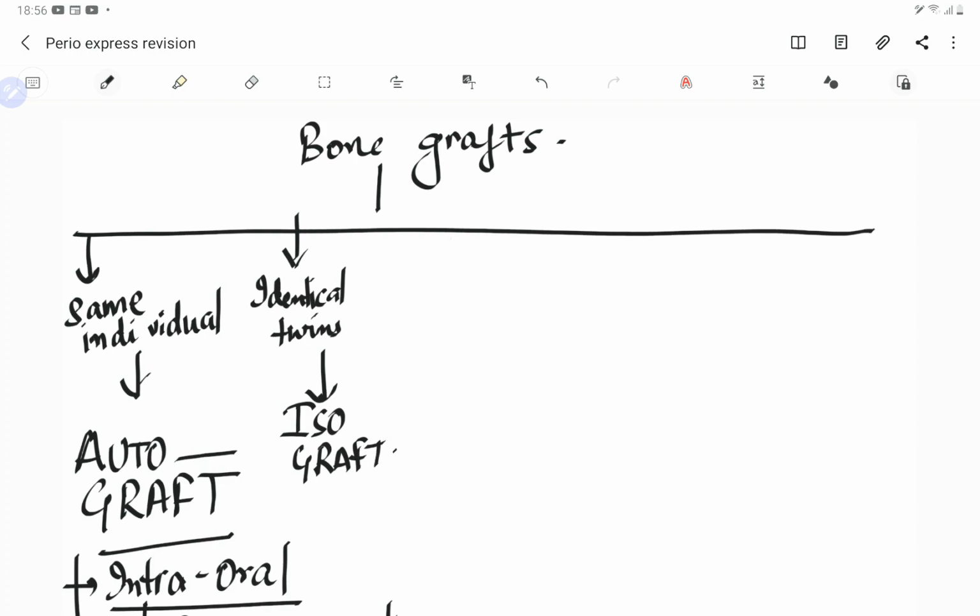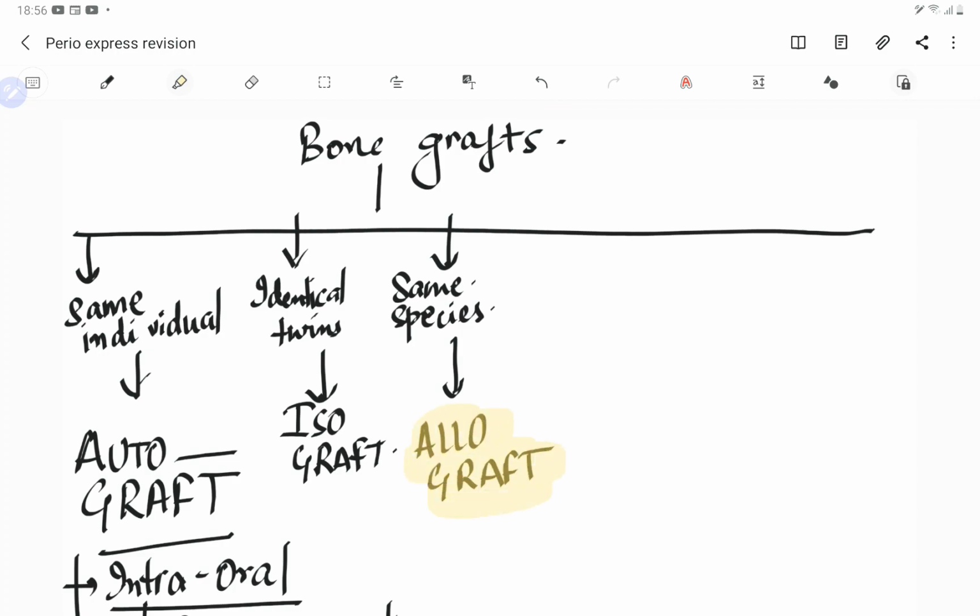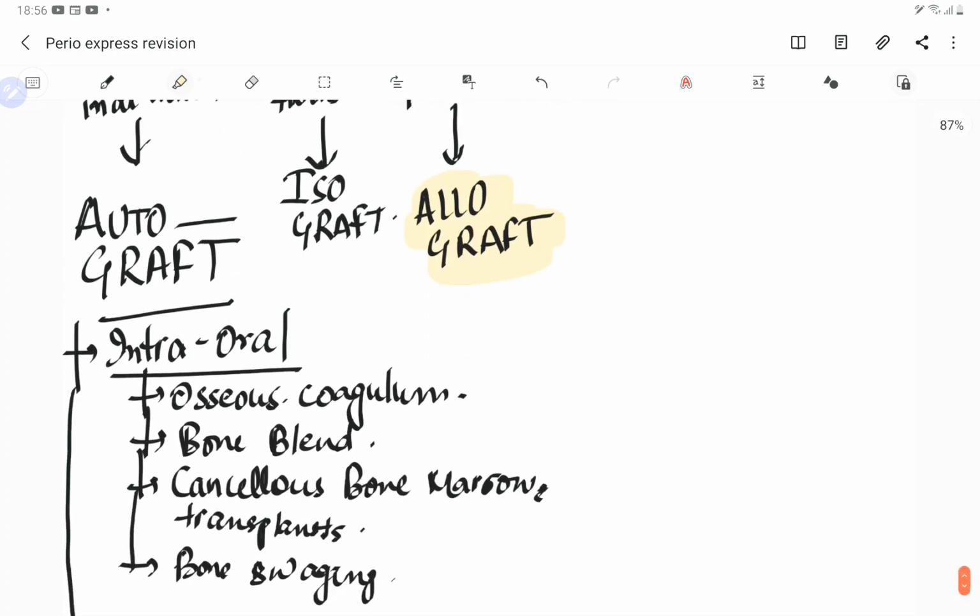Isograft. If you are taking from the same species, say for example Homo sapiens, basically from human beings, but not from your own body, from any other human being, so that is known as an allograft. So this is the allograft. Examples of allograft are freeze dried bone graft, right? Basically the bone graft is frozen and it is dried.